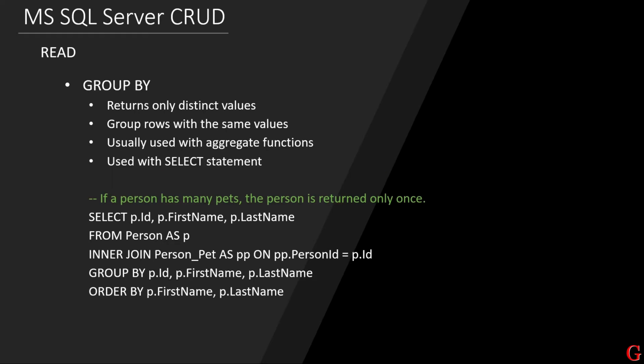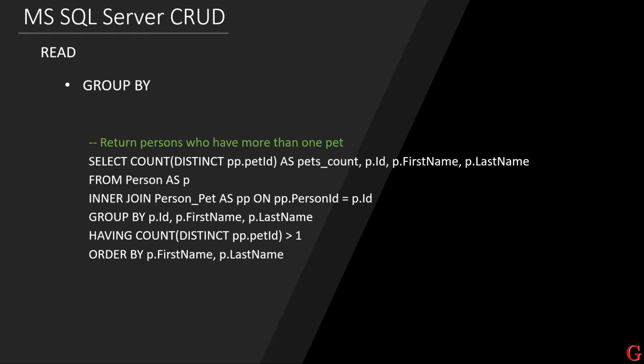Group by clause is usually used with aggregate functions. You can also get distinct values from the database using group by clause. Group by is used in a select statement. You can also use having clause when you use group by statement. In this example, we are using having clause to return only those persons who have more than one pet in a database.